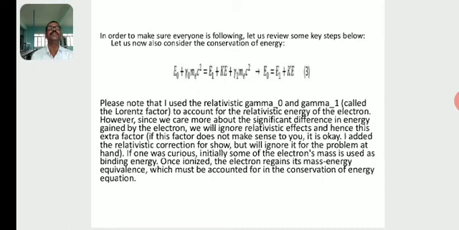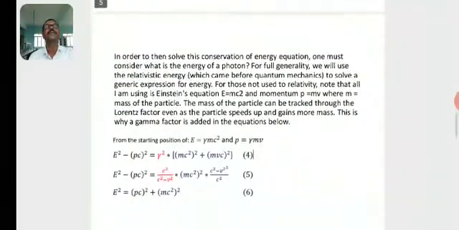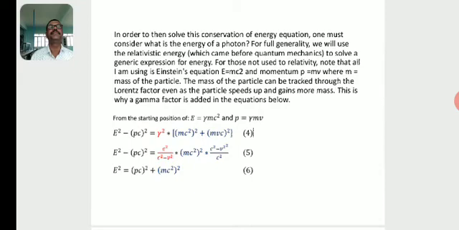If one was curious, initially some of the electron's mass is used as a binding energy. Once ionized, the electron regains its mass energy equivalence, which must be accounted for in the conservation of energy equation. In order to then solve this conservation of energy equation, one must consider what is the energy of a photon.